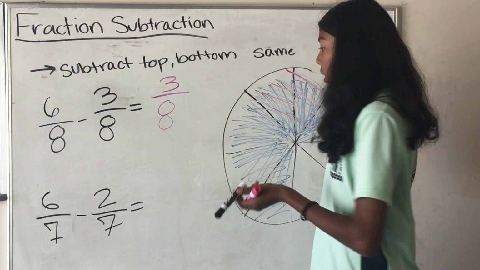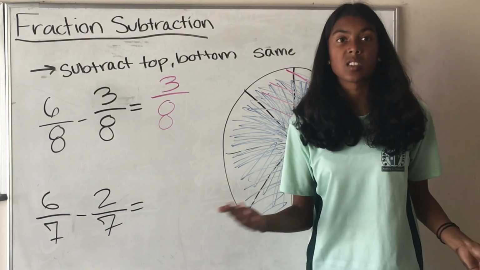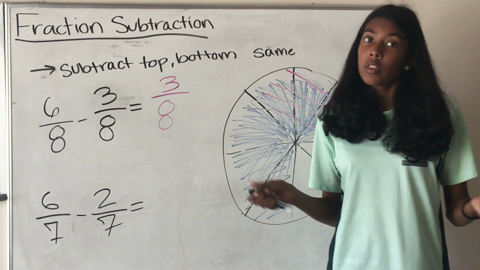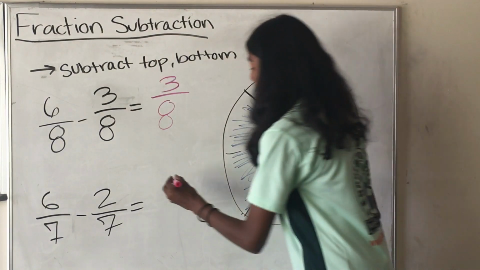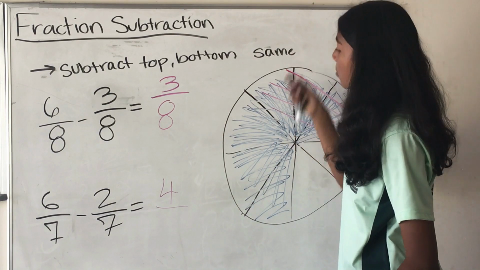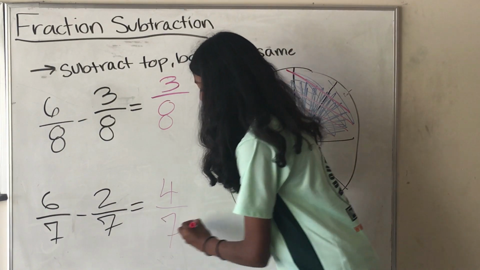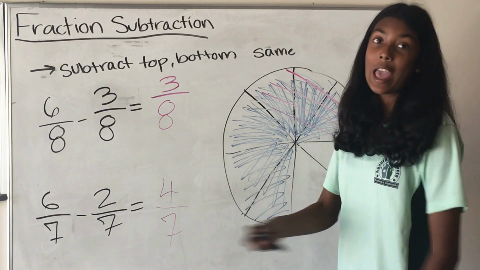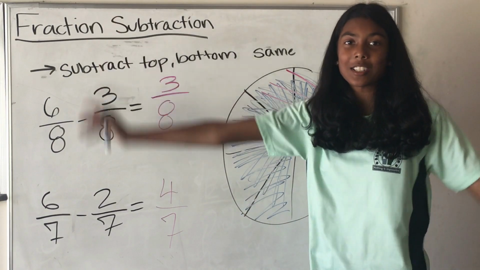So let's move on to 6/7 minus 2/7. We subtract the top, 4, because 6 minus 2 is 4, and the bottom stays the same, 7. So our answer is 4/7. And that's it for fraction subtraction.